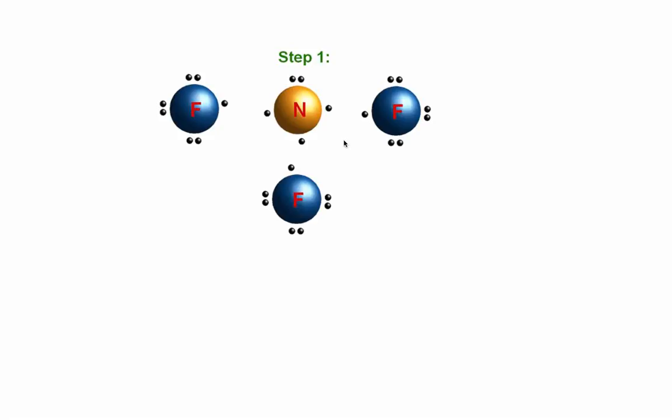So maybe we should actually start with some easier examples. So here's nitrogen. It's in the 5th row, so it has 5 valence electrons, so I make 5 dots around it. Fluorine, each has 7.